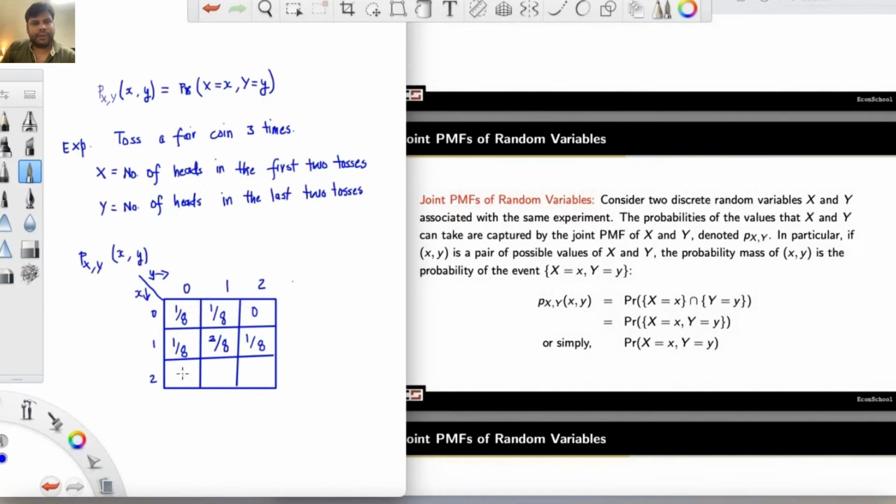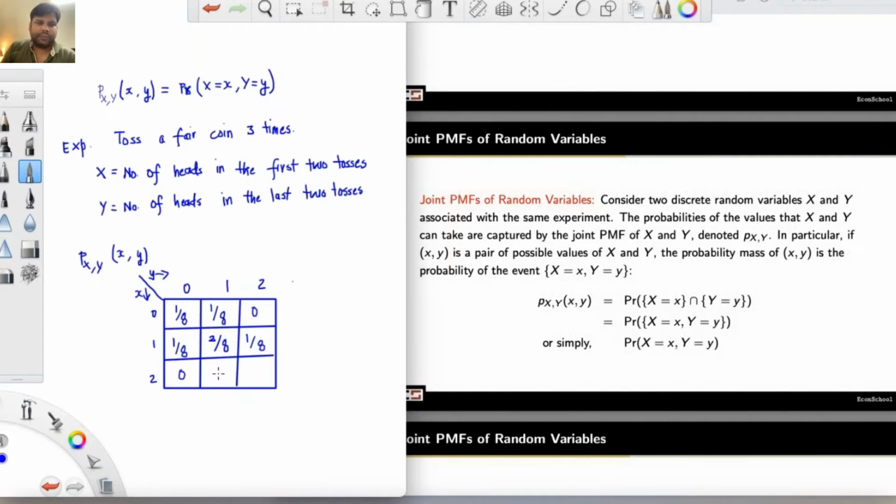That's 0, right? Because you want two heads in the first two tosses and 0 heads in the last two tosses. That's impossible. Given that you have two heads in the first two tosses, the middle one is also heads. And if the middle one is heads, then Y, the number of heads in the last two tosses, cannot be 0. So this is 0.